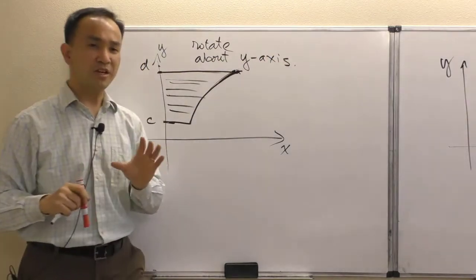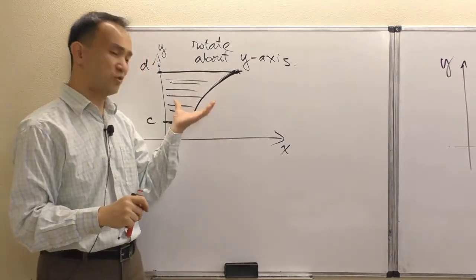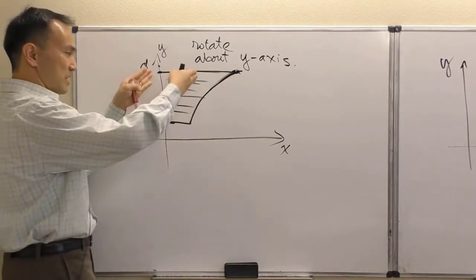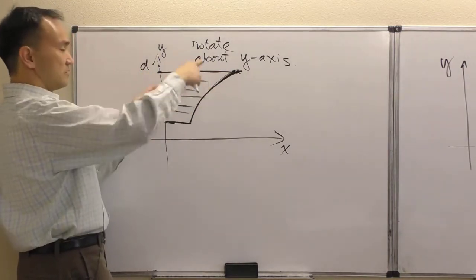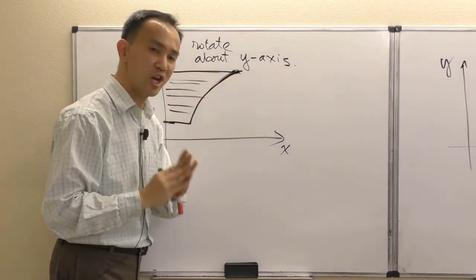So I'm saying we can do that. That means there will be problems where we are asked to find a volume that's generated by starting out with a region, and then we take that region and rotate it about the y-axis. That's how the solid is generated.